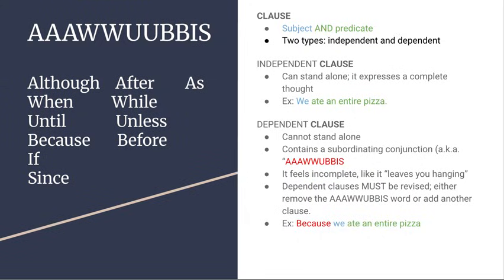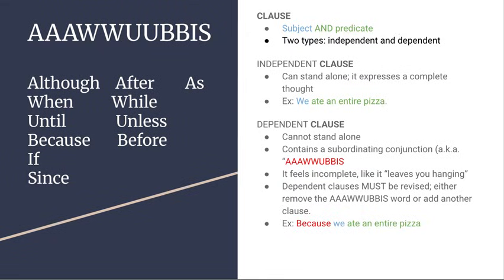So you can use the words independent clause simultaneously or synonymously with a complete sentence. It can stand by itself. It's not a fragment and it's not a run-on. Independent clauses are complete sentences. Then we have dependent clauses. Dependent clauses cannot stand alone, and that is because they are fragments unless you revise your sentence.